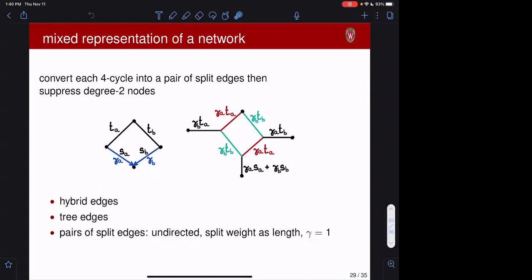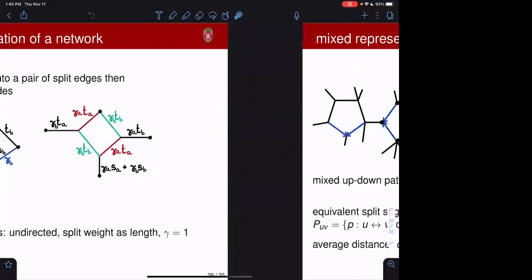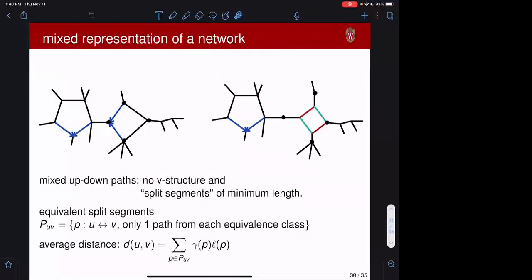And then we are going to suppress degree 2 nodes, so we might need to suppress these nodes later. So here is an example where we have a 5 cycle, we leave it as is. This is the 4 cycle, so we are going to replace this by a split network, and then we're going to remove these degree 2 nodes. And then we need to define an average distance on this kind of network, and we're going to do the same as before.